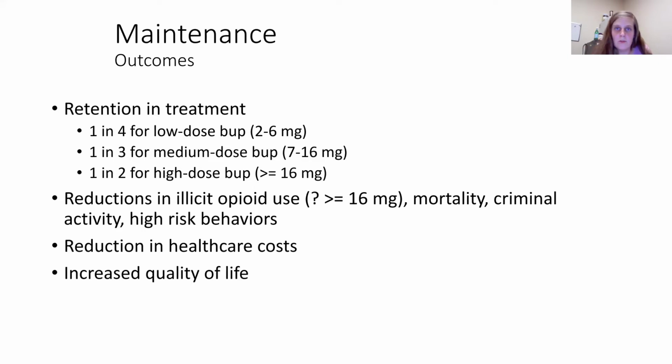mortality from opioid overdose deaths, reductions in criminal activity, and also in high-risk behaviors such as high-risk sexual behaviors in this population. We also do see a reduction in healthcare costs over time when these patients are treated, and of course, an increased quality of life as people are not struggling with the elements of an active addiction.